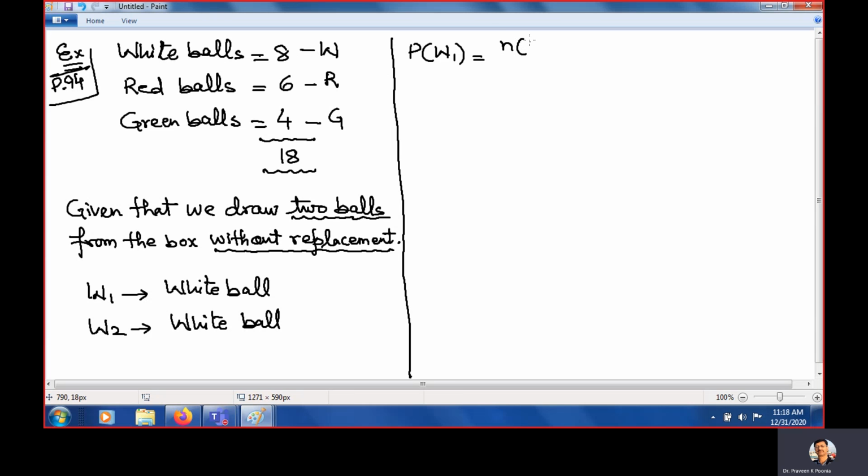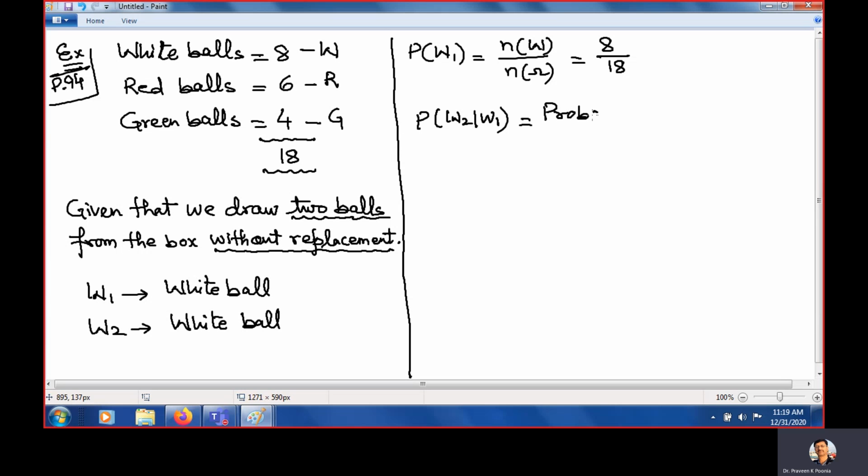P(W1) means N(W), total white balls, upon the total sample space. How many white balls are here? 8. What is the sample space? It is 18. This is how we calculate the first ball. Now if you are drawing the second ball, there are various conditions. Because they have not given, we are just calculating all possibilities. It is P(W2 given W1).